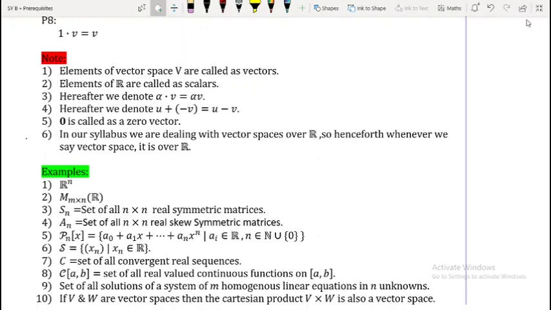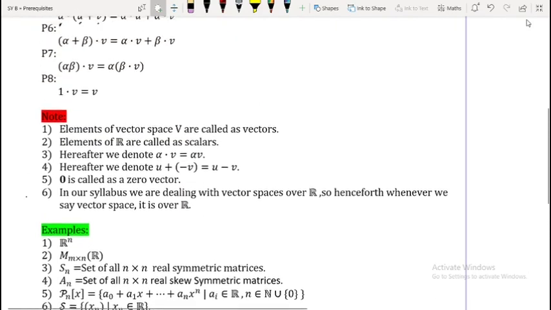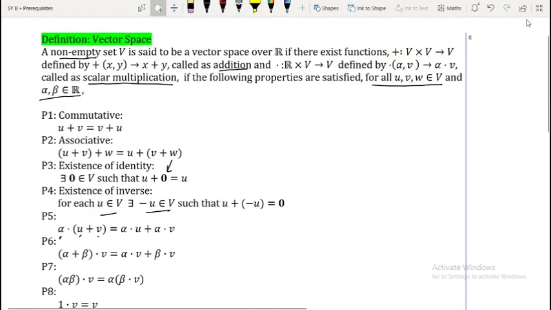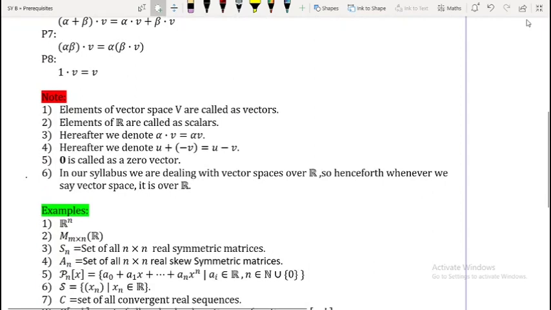So over here, first thing is elements of the vector space are called vectors. So what is the meaning of this? See, these elements, the u, v, w, are called vectors, and these alpha, beta are called scalars. That is our second note. Hereafter we will denote alpha dot v by alpha v. This is a notation part, and u plus minus v as u minus v. This is also the notation part. Next, this bold 0 we are going to call the 0 vector.